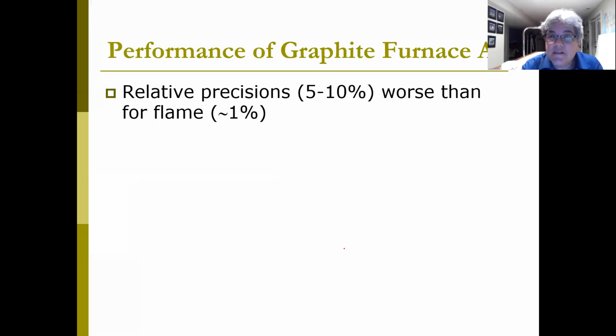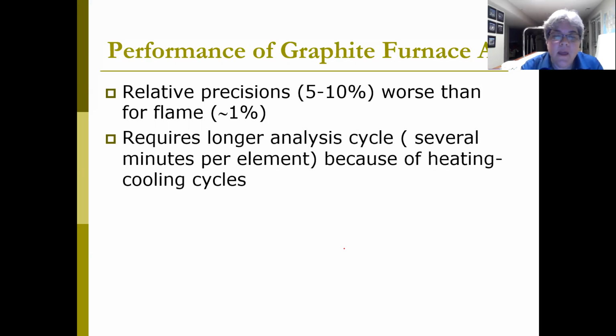The precision is much worse than a flame. That's because of the lower detection limits. Lower detection limits will always have worse precision. It also requires much longer to analyze your sample. You know, you have those 3 steps that take 2 or 3 minutes, and then that little tube is really, really hot. So then you have to wait for it to cool off before you can take it out and do another sample.